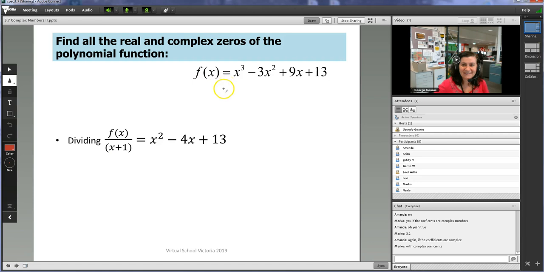Okay, so, alright, what about more complicated ways of working out? So this is a different one again, this is a different cubic. This is x cubed minus 3x squared plus 9x plus 13.